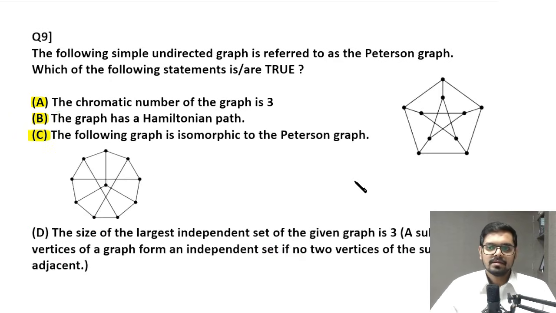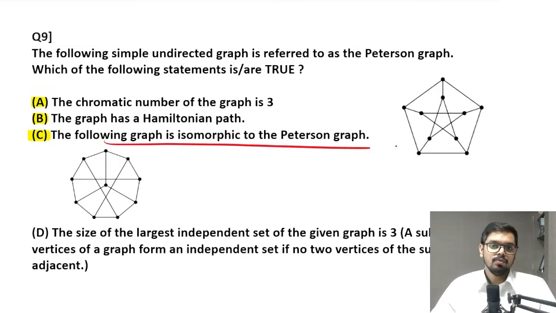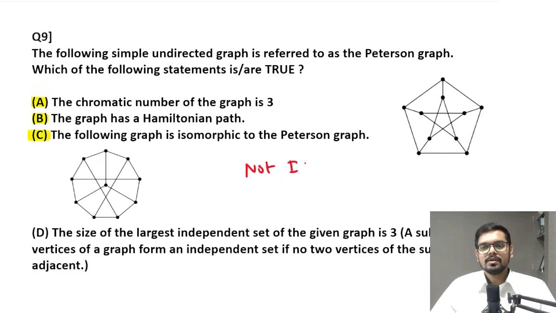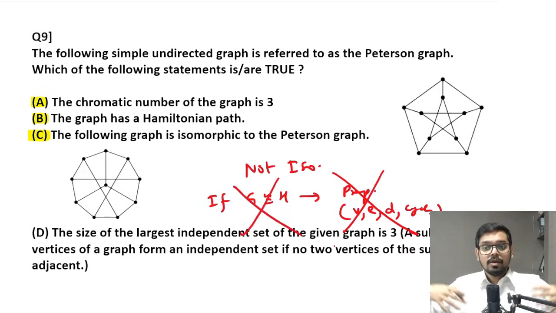But this graph and this graph, are they isomorphic? You know tricks only for finding not isomorphic. What was the trick? If the graphs are isomorphic, then properties should be satisfied. What are the properties? Number of vertices should be same, number of edges should be same, degree sequence should be same, and cycles should be same. If this is true, then this is true, and if this becomes false, definitely we say not isomorphic. So we are only guaranteed about not isomorphic using the tricks.